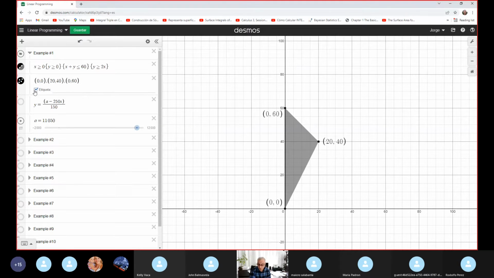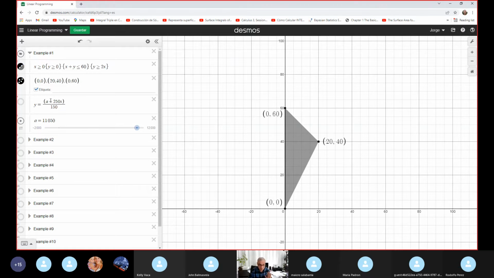So now I recommend you take the objective function, which is 250x plus 150y, and you solve for y. Then y alone is equal to a, I call it a or c, either way doesn't matter. And you create a slider to change the a value, which actually is c. So the thing I want to find is c.